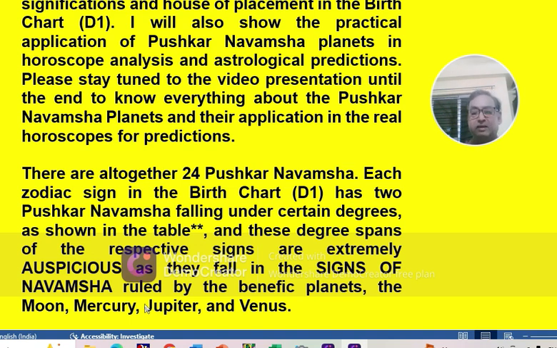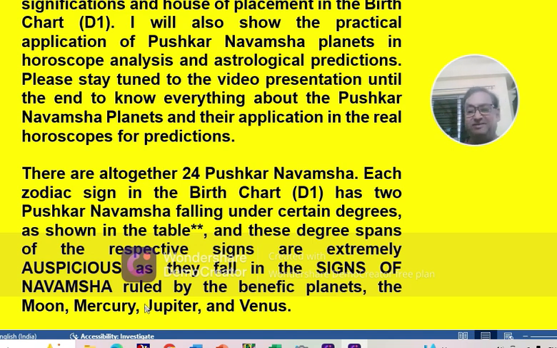Each zodiac sign in the birth chart, means D1, has two Pushkar Navamsha. For Aries, there will be two Pushkar Navamsha. In Taurus, there will be two. In Cancer, two. In Gemini, two. In each of the 12 signs, there are two Pushkar Navamsha, means a total of 6 degree 40 minutes.